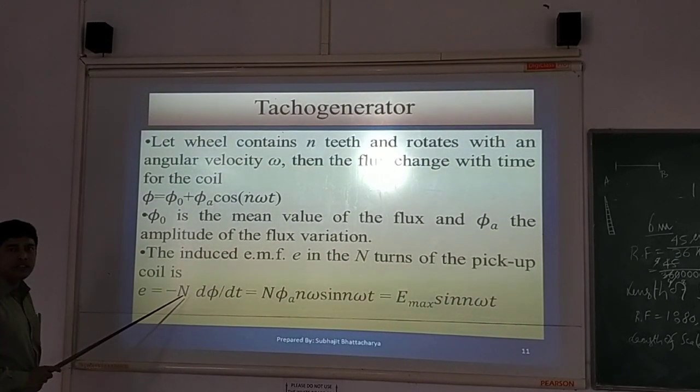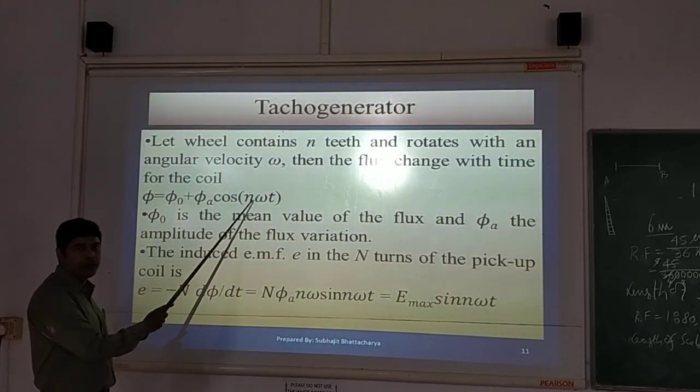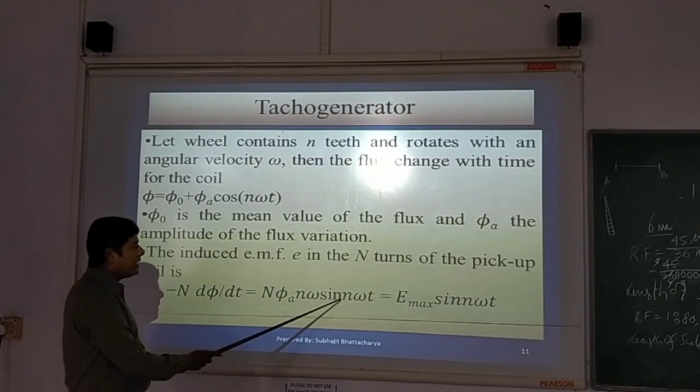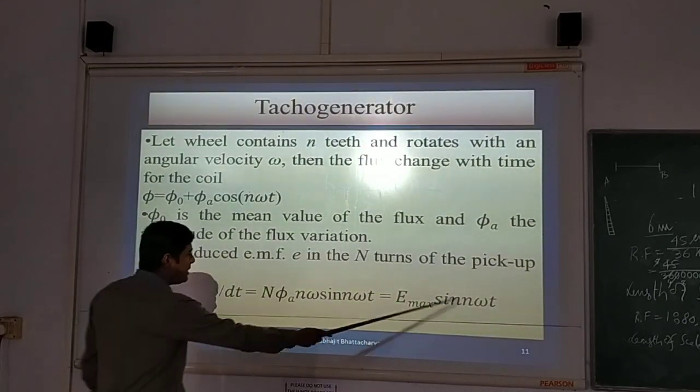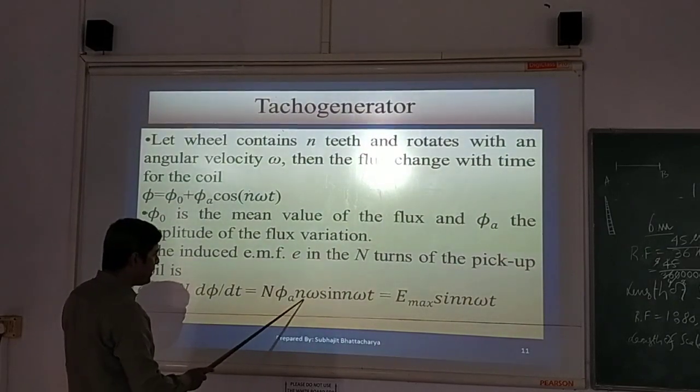N is the number of turns in the coil. So n phi, small n is the RPM of the wheel. So n omega sin n omega t. So this is Emax sin n omega t. So this Emax, we can see that it is dependent on n phi n omega.